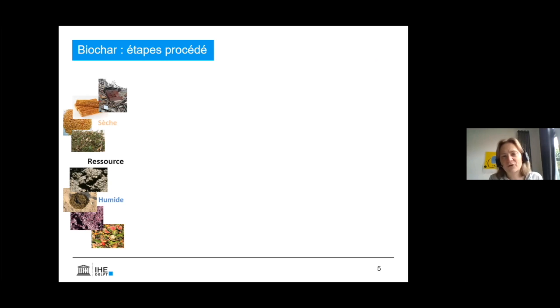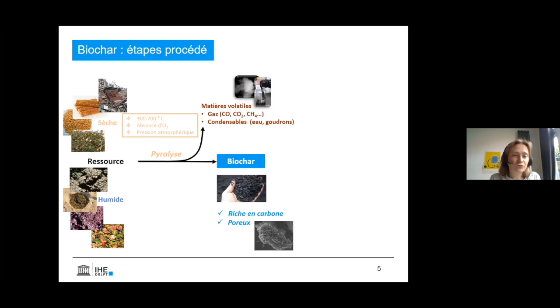So we start from a resource, and resources will be classified in terms of dry resources, with less than 50% moisture. There will be forest wood, possibly our farming resources like hay or straw, and then there will be wet, moist resources with more than 50% humidity, wastewater treatment sludge, or agri-food waste.